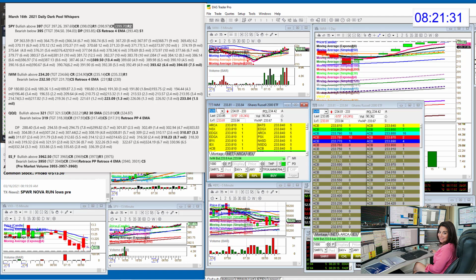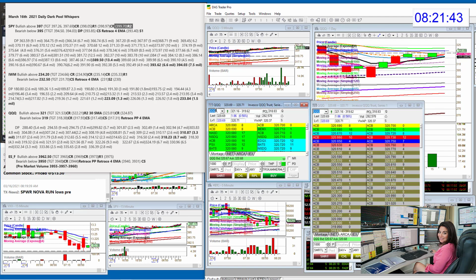All right, let's go to the Russell, IWM. We're going to be bullish above 230.420 and bear below 232.50 for the Russell.